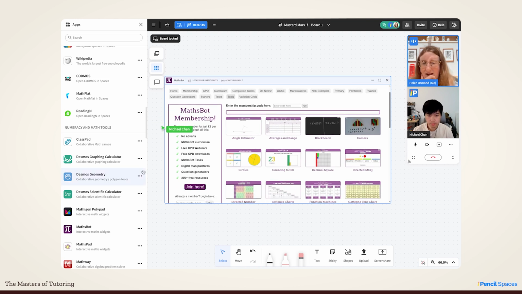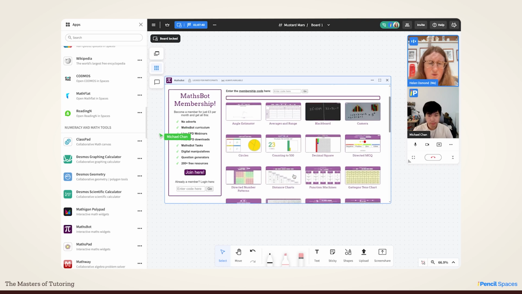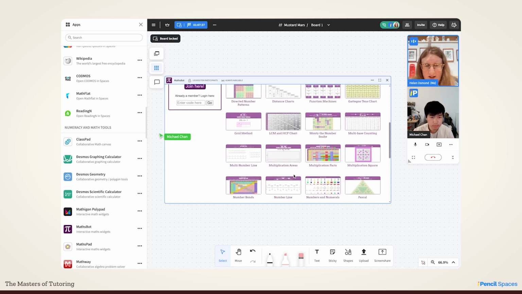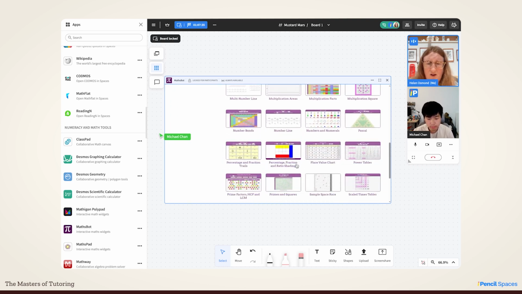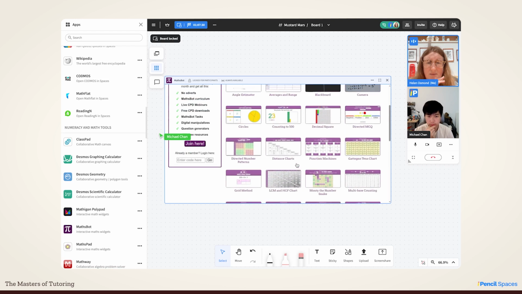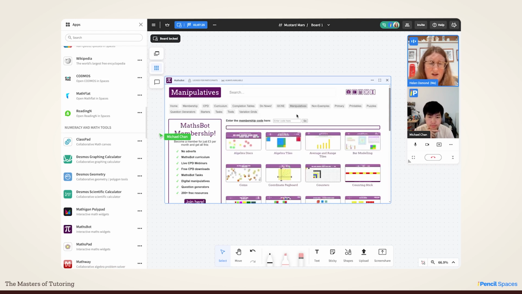Again, I've just dropped it in, I've clicked on it from the apps on the side, and I've got a lot of different tools that I can use now. Multiplication facts, number bonds, there's a Pascal's triangle in here, there's a Venn diagram. Here under this topic then is manipulatives.